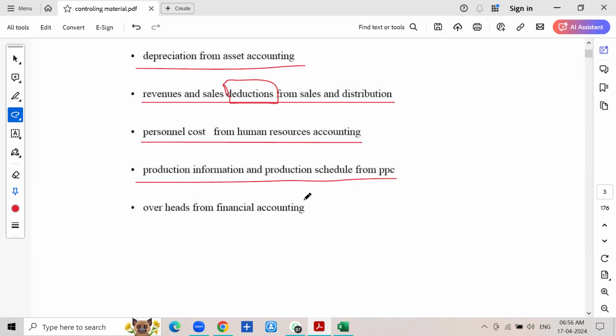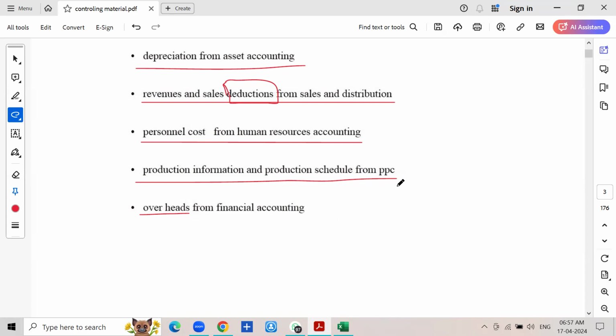Then, what are the expenses that will be transferred directly from financial accounting to controlling? All the expenses other than what we discussed till now will be processed directly in financial accounting general ledger. From there, they will be transferred to controlling. Those expenses are called overheads. So overheads will be taken from general ledger accounting or financial accounting directly.